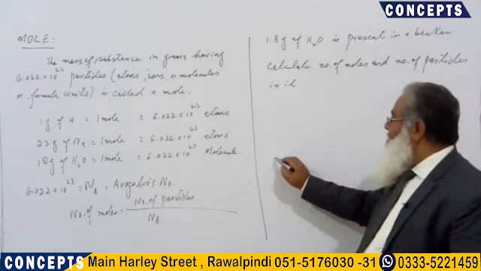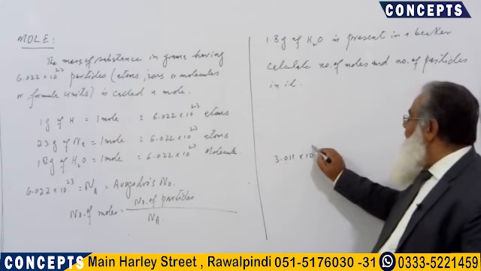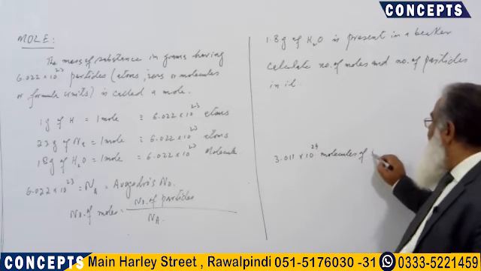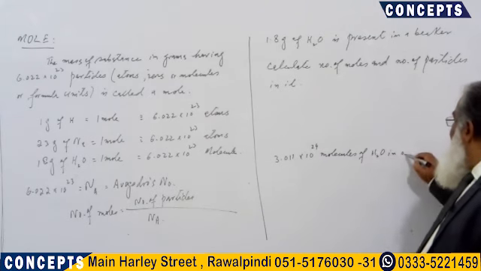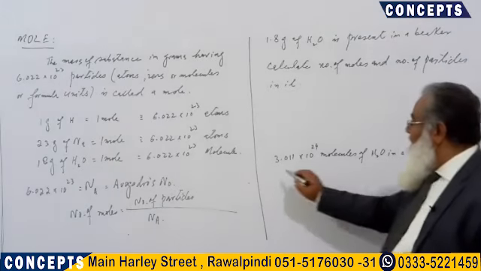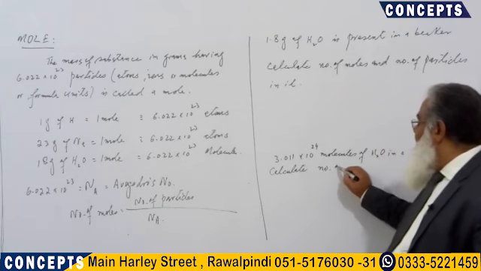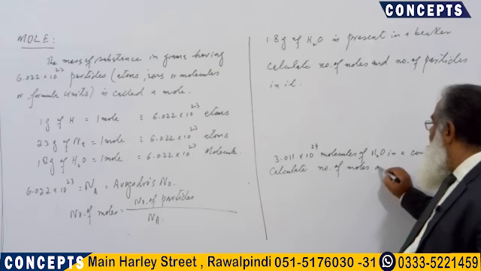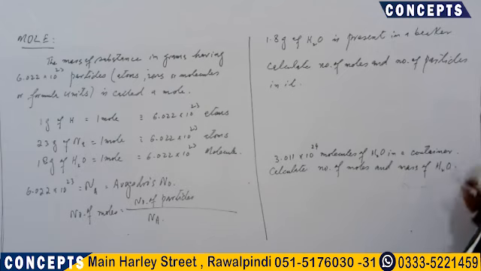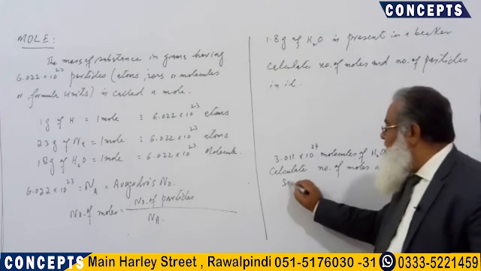Second numerical we have to solve. We have 3.011 × 10^24 molecules of water in a container. Calculate the number of moles and mass of water. In order to solve, first we solve this numerical problem.